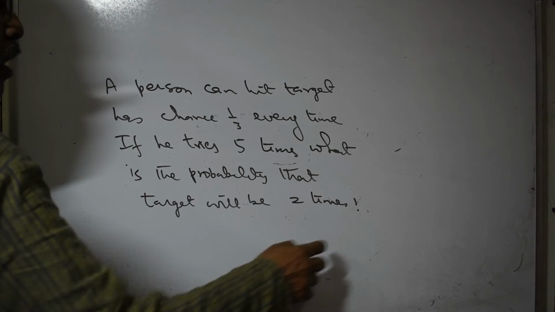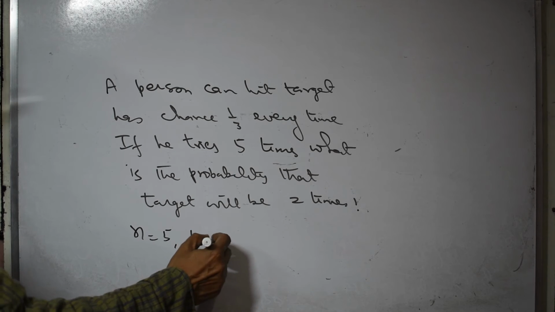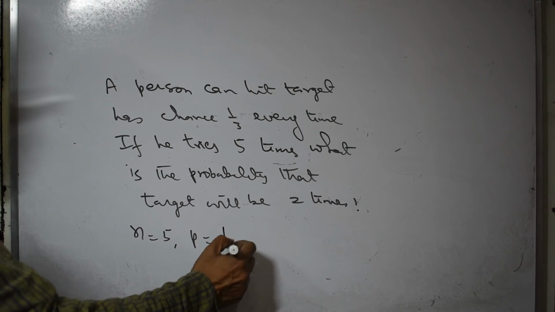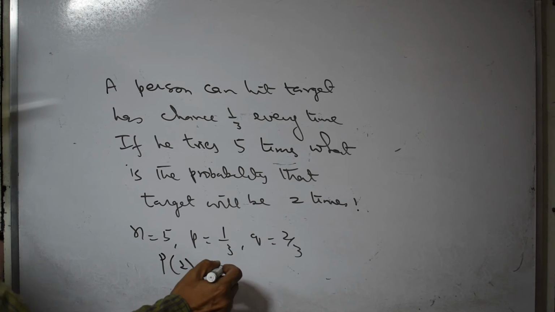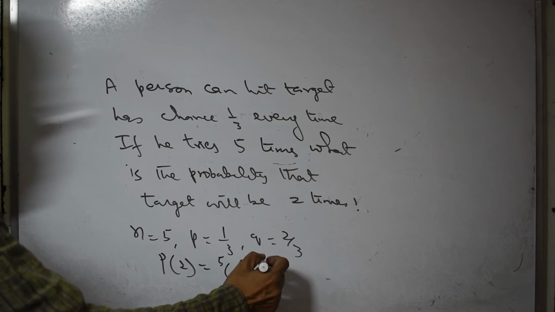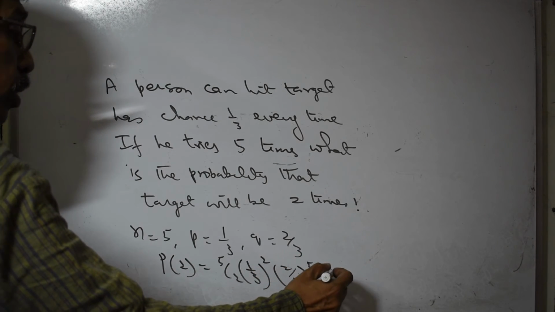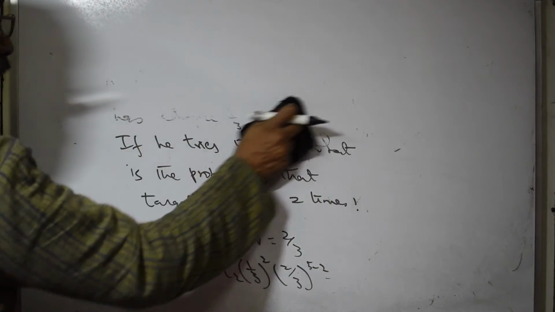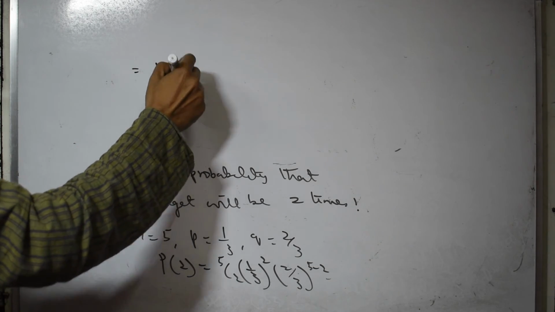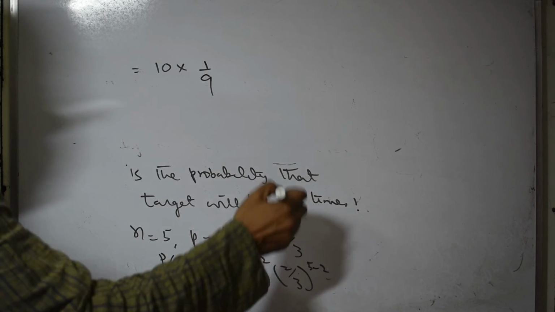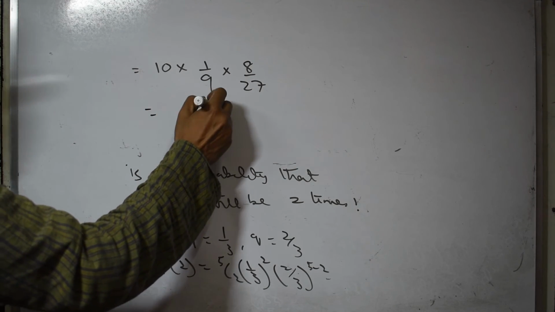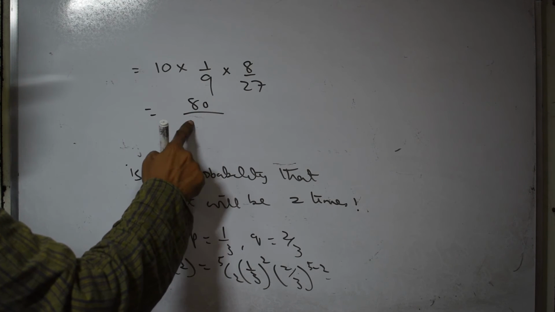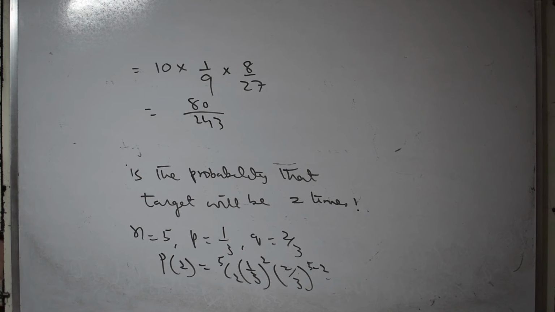So the same idea: n is 5 times, p, every time he is trying to hit, his chance is 1/3. So not hitting will be 1 minus 1/3, and we need 2 times, so the result will be 5c2 1/3 to the power 2, and then q to the power 5 minus 2. 5c2 is 10, and then 1/3 to the power 2 is 1/9, and 2/3 to the power 3 is 8/27. That is ultimately 80/243. So that's the answer for the chance that the target will be hit 2 times.